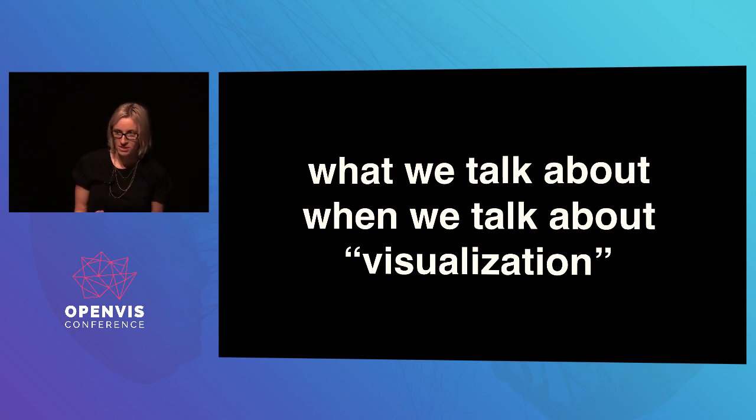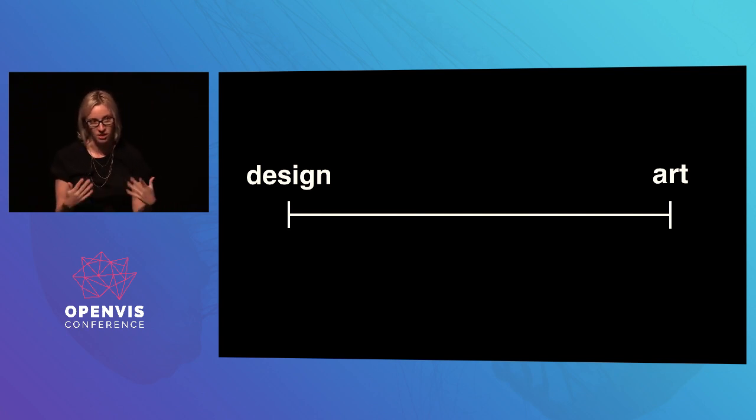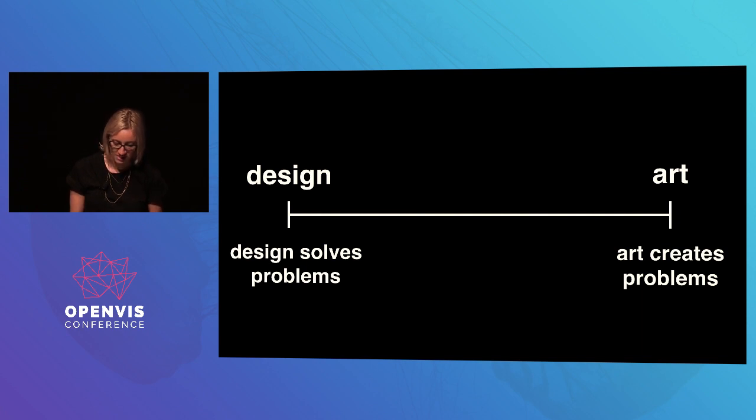And so I wanted to address for a bit, before I get into the meat of my talk, what we talk about when we talk about visualization, like what gets to count. And to get into this, I want to talk about the design and art spectrum. There are many different definitions for this, and I think we all have our own. One of my favorites is that design solves problems while art creates them. This is cute and pithy, and like everything pithy, it generalizes.